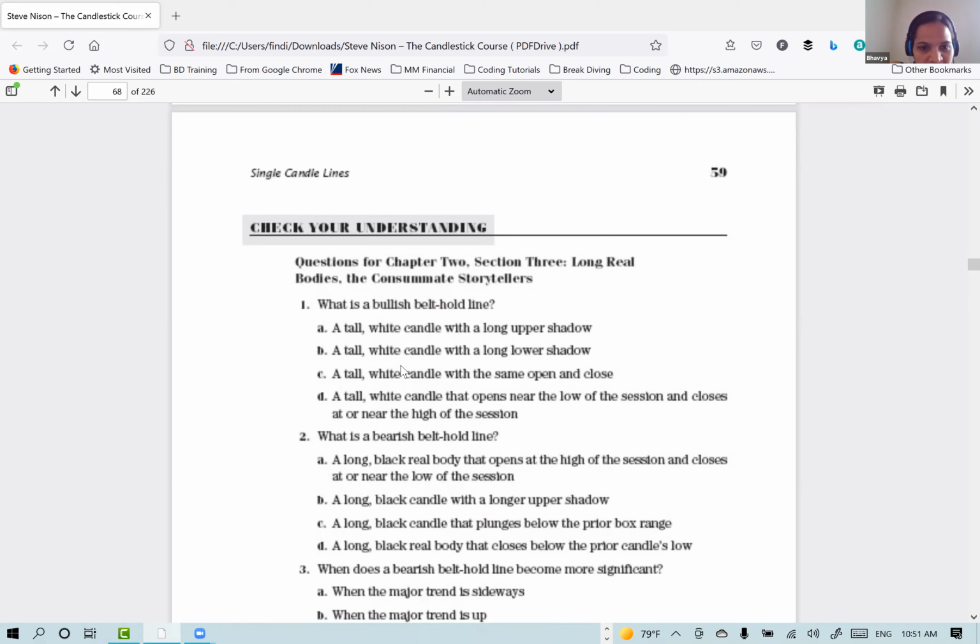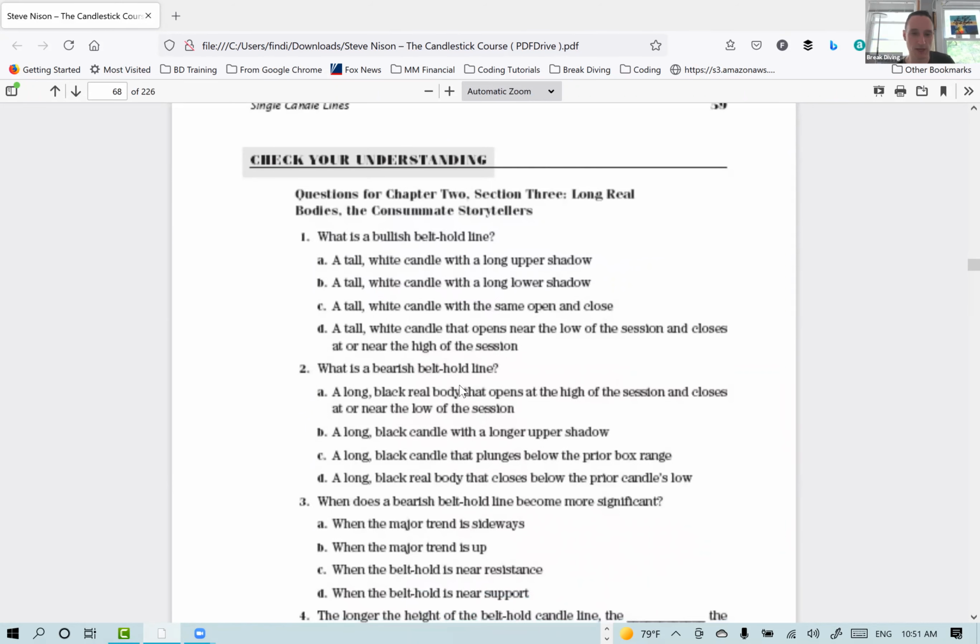What is a bullish belt hold line? A tall white candle with a long upper shadow and long lower shadow, a tall white candle with the same open and close, or a tall white candle that opens near the low of the session and closes at or near the high of the session. I'll go with D. Tall white candle opens near the low of the session and closes at or near the high of the session. Yes, I agree.